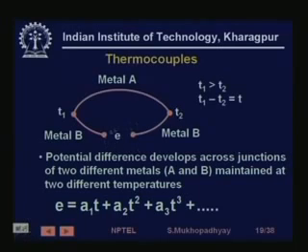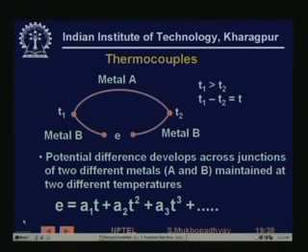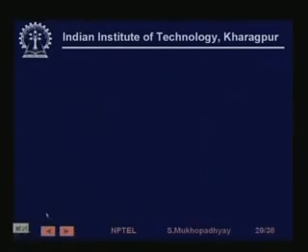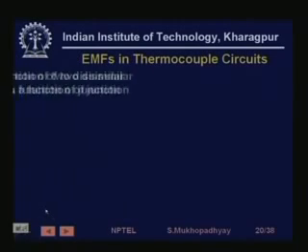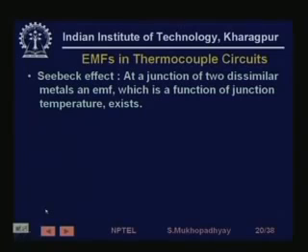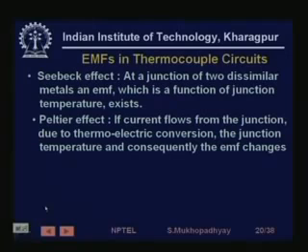So you see, by sensing this EMF you can actually sense the temperature. There are 3 kinds of EMF, strictly speaking, from a physics point of view. There is one called the Seebeck effect, which is the basic effect used in temperature measurement, which says that at the junction of two dissimilar metals, an EMF, which is a function of the junction temperature, actually exists. So now if you have two junctions at two dissimilar temperatures, then there will be two different valued EMFs, and so there will be a potential difference across these 2 points. So this is the idea.